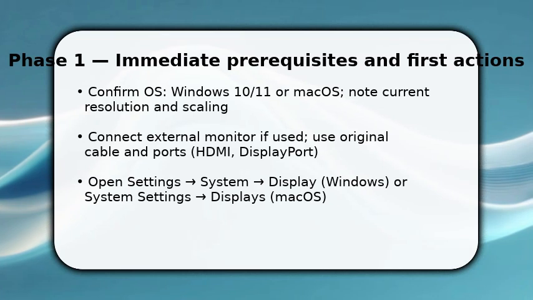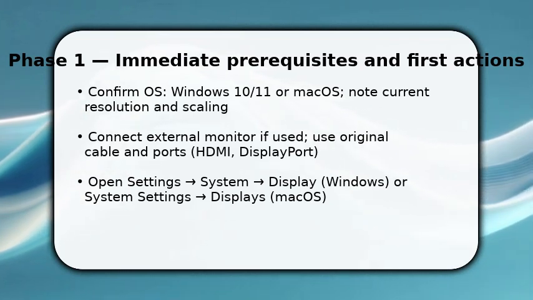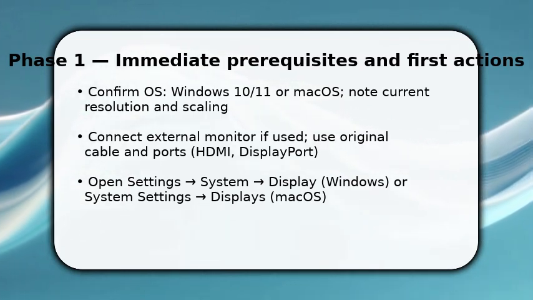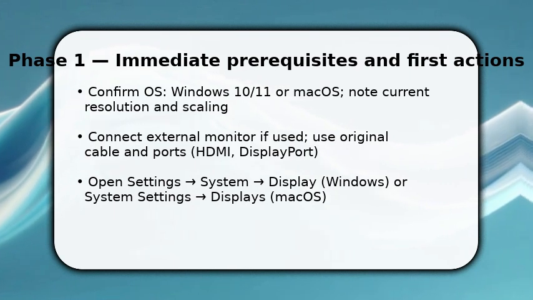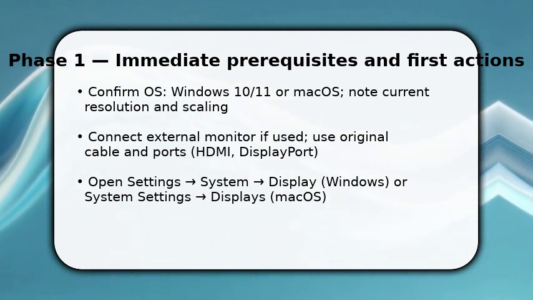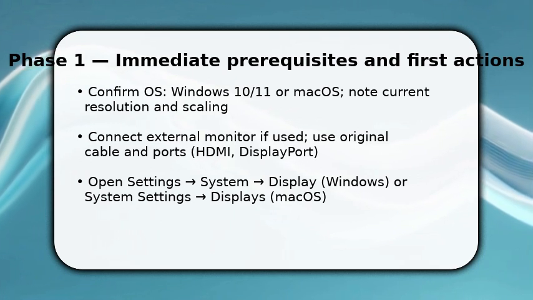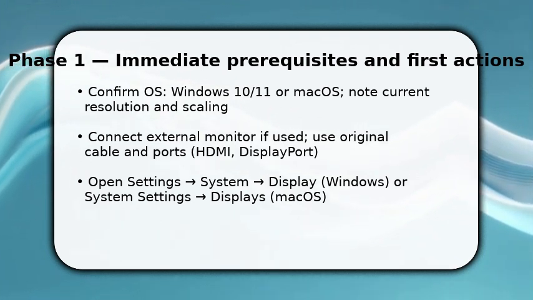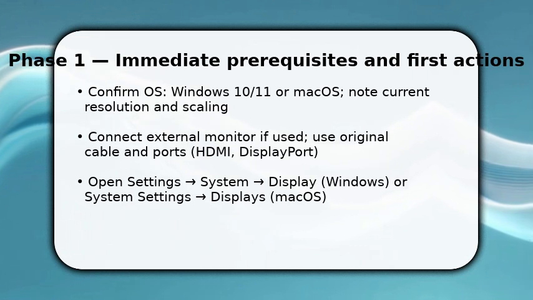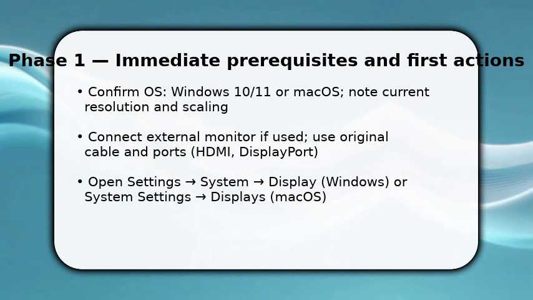You'll start by verifying essential details, your operating system and whether an external monitor is attached, because resolution options differ. Open Display Settings now. In Windows, go to System, Right Arrow, Display, and on Mac OS, open System Settings, Right Arrow, Displays. Once there, identify current resolution and scaling percentage so you can compare results later.